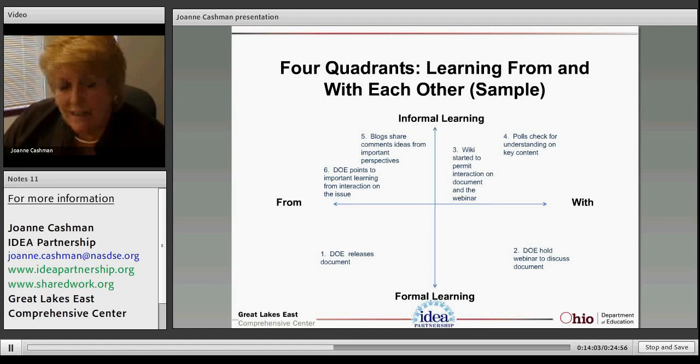So let's take a look at this example from Ohio. As I said, Great Lakes East, the IDA Partnership, and the Ohio Department of Ed are coming together around a new initiative called Credit Flex. It's a new opportunity promoted by the State Board of Education. Adopted districts are going to be able to decide in what ways students can earn credits other than seat time. And that's an individual district decision with some guidance by the Department of Education, some of the parameters set there.